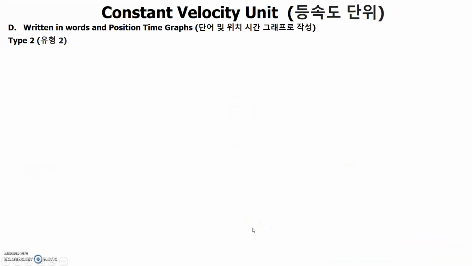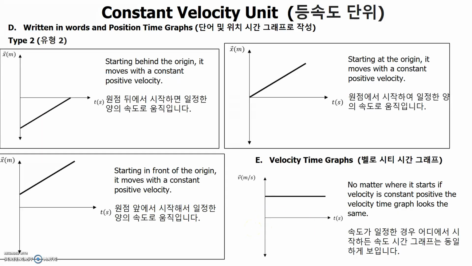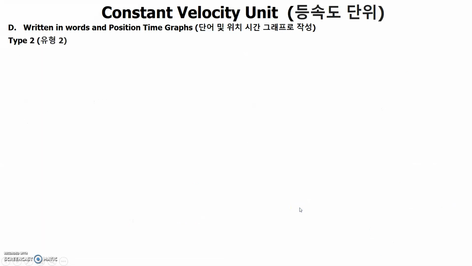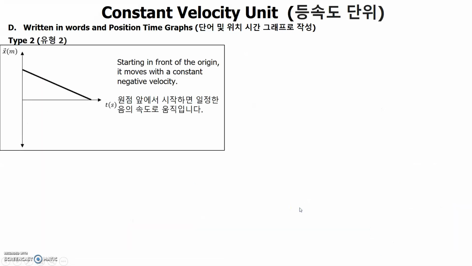And in that case, what it looks like is that the velocity time graph is a constant, but now it's positive instead of 0. Or we could have negative velocity.